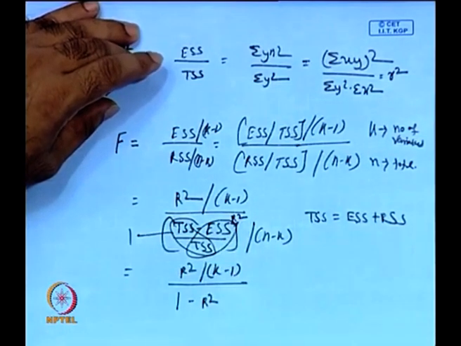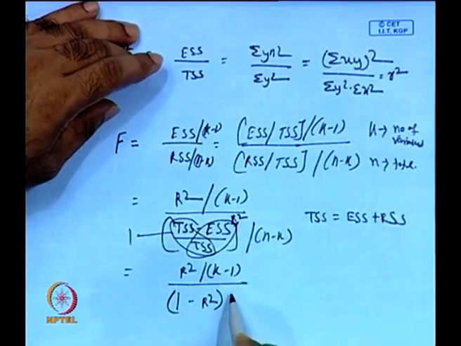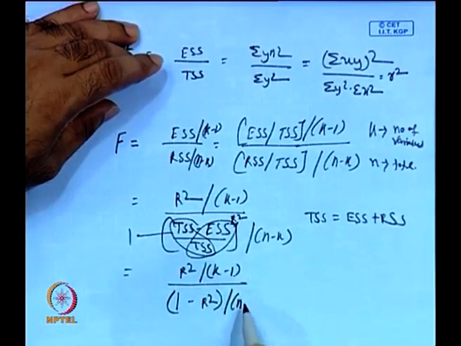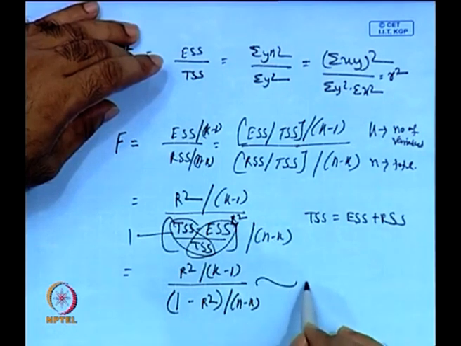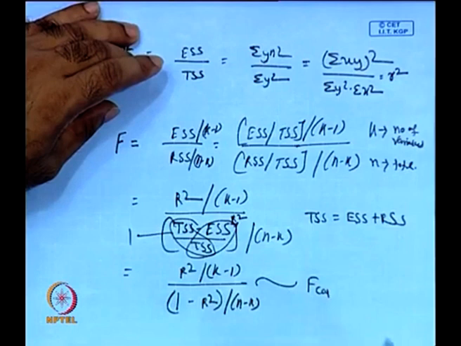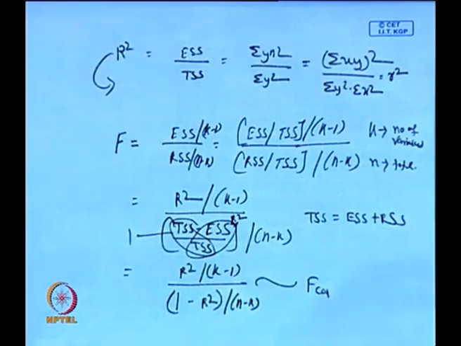Okay. So, now this is 1 minus R square divided by n minus k. So, now this particular structure is called F calculated. Okay, F calculated. So, we like to go for F tabulated value with proper level of significance, means probability level of significance. Then reliability of the parameters. So, we like to judge the overall fitness of the models.